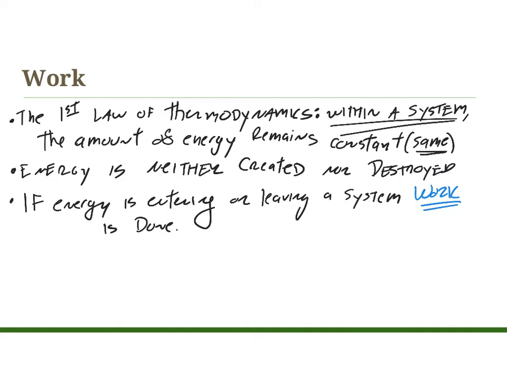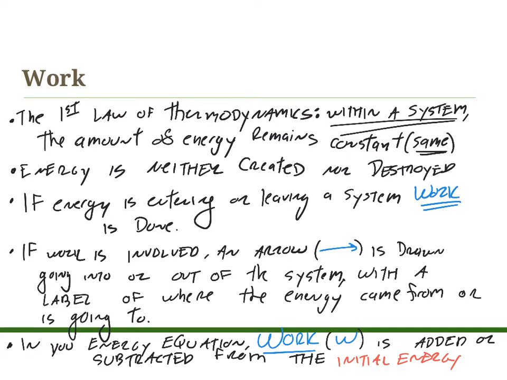A couple of things that we should be aware of are, so if work is involved, we will use an arrow to represent that work is either going into or out of the system. And we will also label that arrow to explain where the energy came from or is going to. In your energy equations, work will be added or subtracted from the initial energy only. We are not going to add work to the final energy because the work is really only done by adding or taking away from the initial energy.